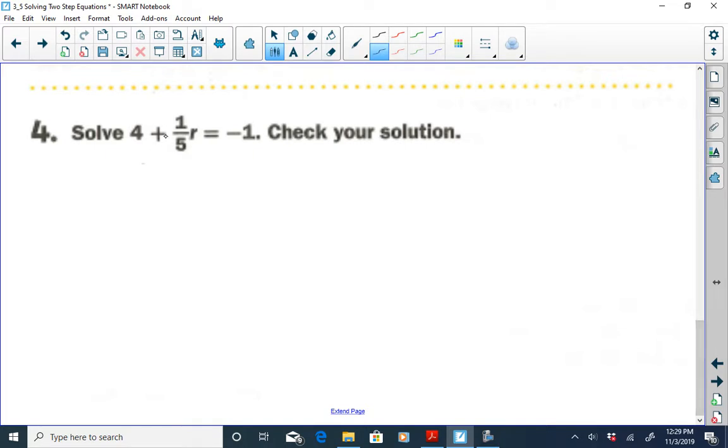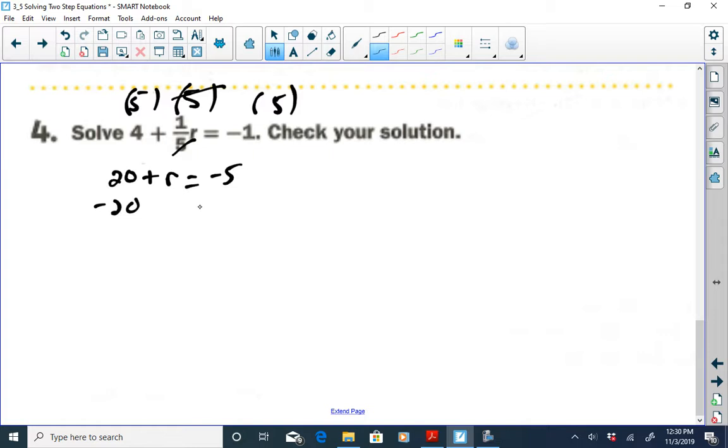We want to multiply both sides of the equation by the same non-zero number. So I'm going to multiply the left side of the equation by 5. I'm going to multiply the right side of the equation by 5. On the left side of the equation, you have 2 terms, so make sure you multiply each of those 2 terms by that 5. 5 times 4 is 20, plus, they cancel, 1r is equal to negative 5. Subtract 20, they cancel, r is equal to negative 25. Check our answer. 1/5 of negative 25 is negative 5. 4 plus negative 5 equals negative 1.